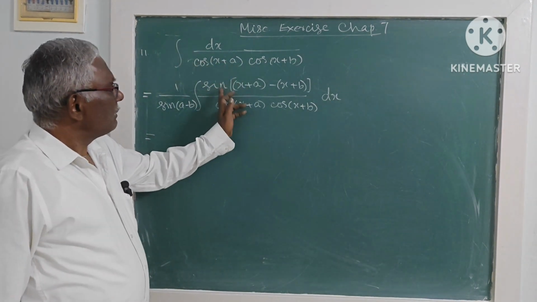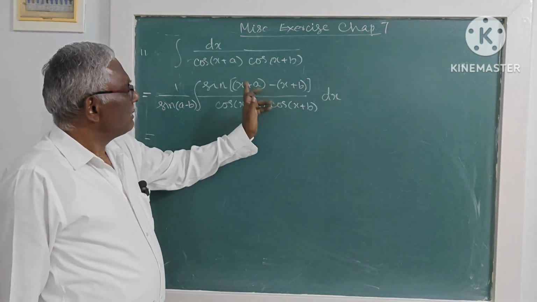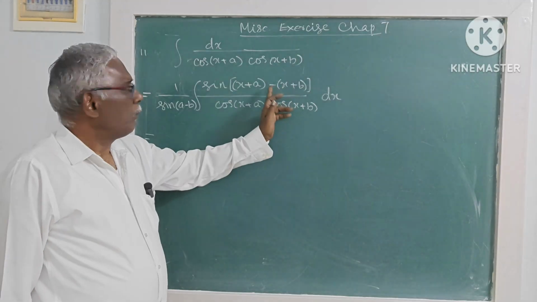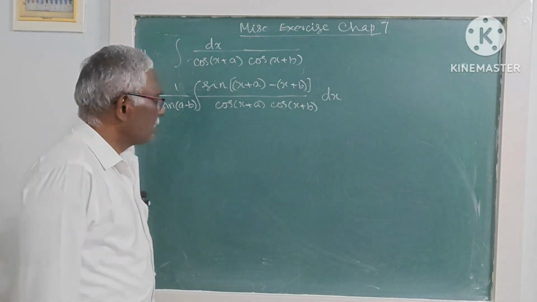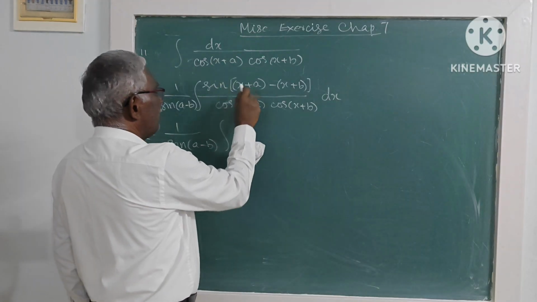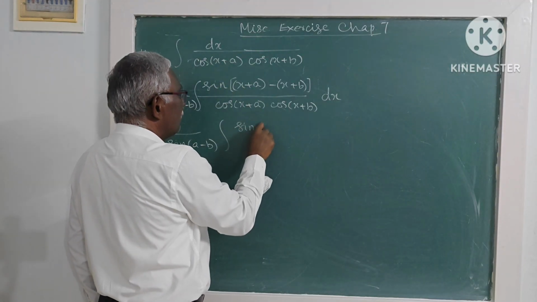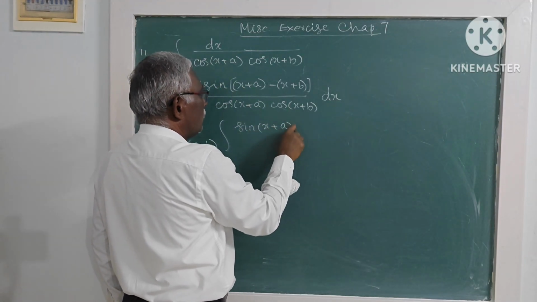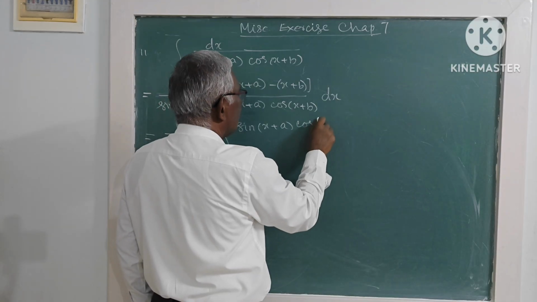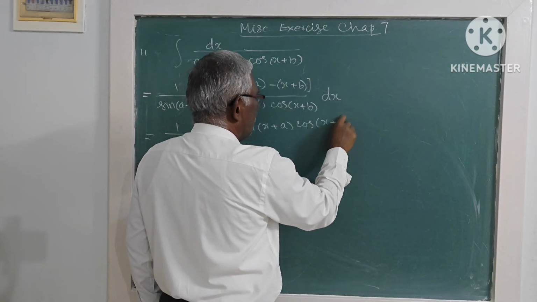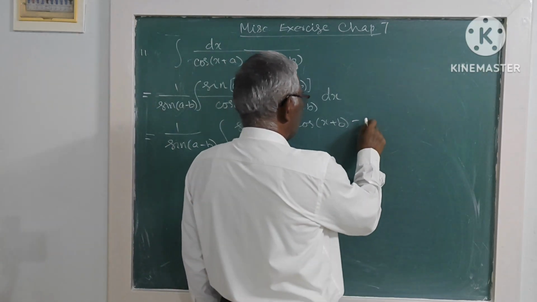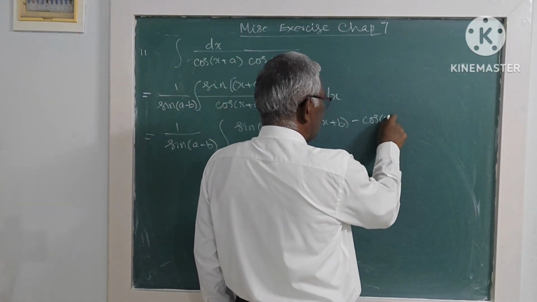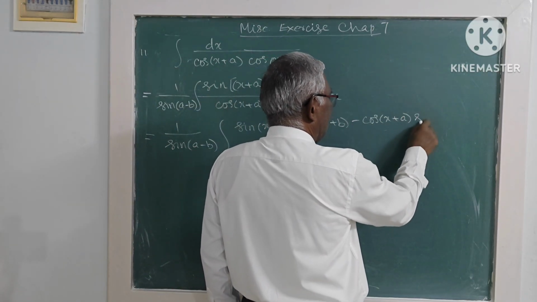Now when you expand this, sine of a minus b, the sine a cos b minus cos a sin b form will come. This will get simplified. Sine a cos b minus cos a sin b.